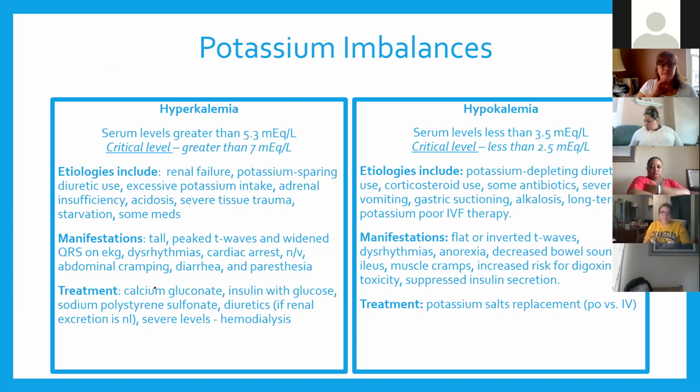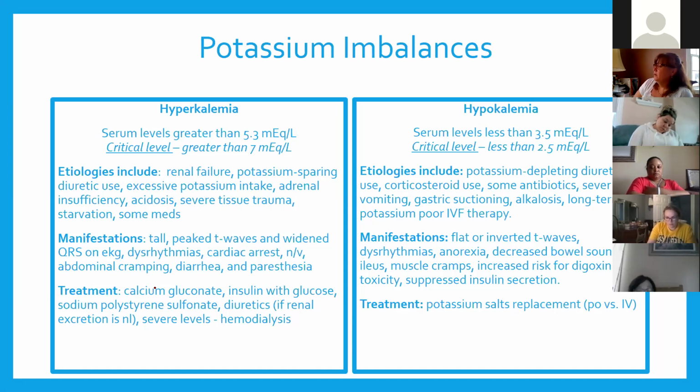The antidote for high potassium might be calcium gluconate, sometimes insulin with glucose, sodium polystyrene sulfonate, which is known as Kayexalate. I'm sure if you work in the hospital, you've heard of Kayexalate. That is sodium polystyrene sulfonate. Diuretics can help pull out potassium, and for severe levels, dialysis. So if we haven't had dialysis, our potassium levels could get really high.